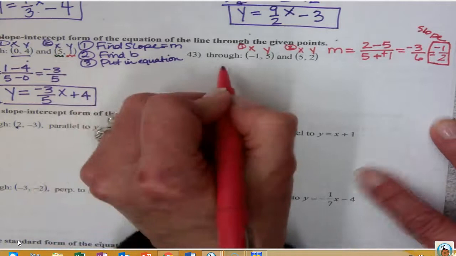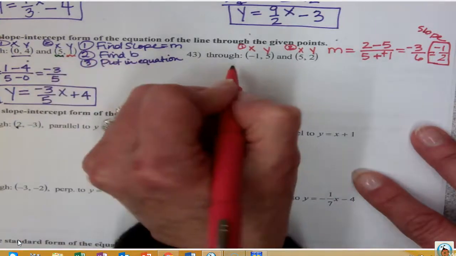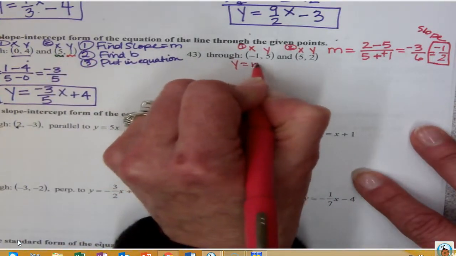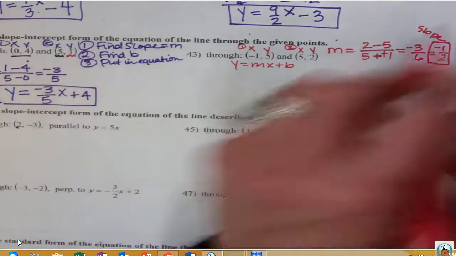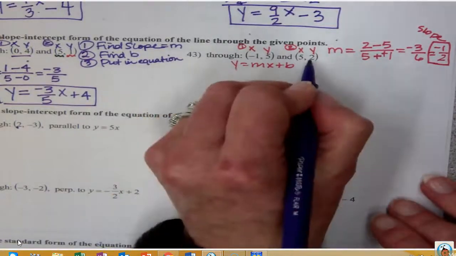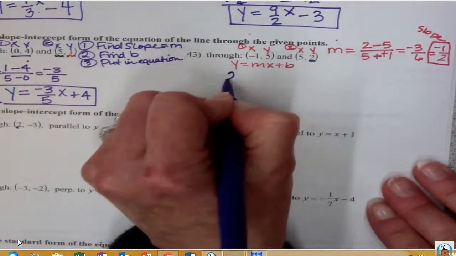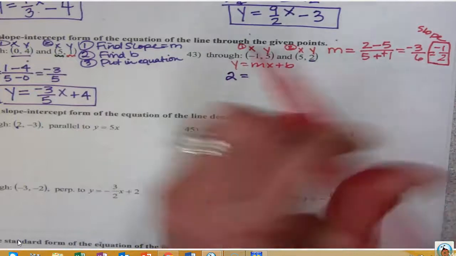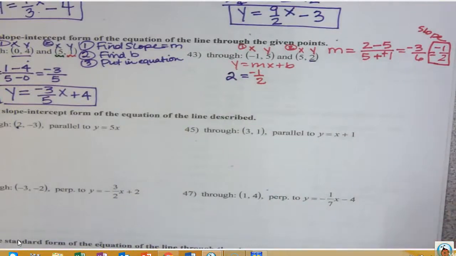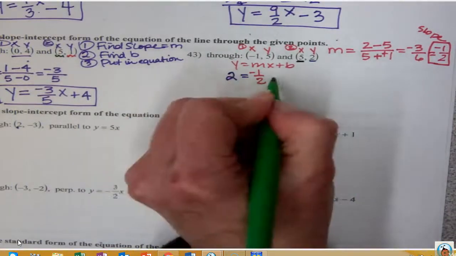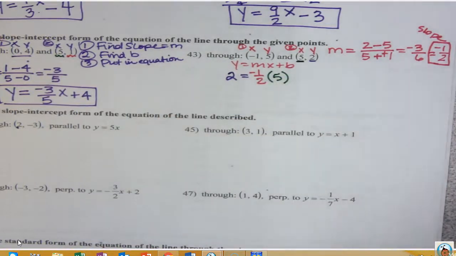All right. So now I found my slope. Now I need to find my b. So I'm going to plug it into y = mx + b. What numbers can I plug in to figure out what b is? Well, I can use these. Let's do 2 and 5 since that's not a negative. I like to use the positive. So I can plug 2 in for my y, I can plug -1/2 in for my m. Then I can plug in 5 for my x, and then I need to solve for b.